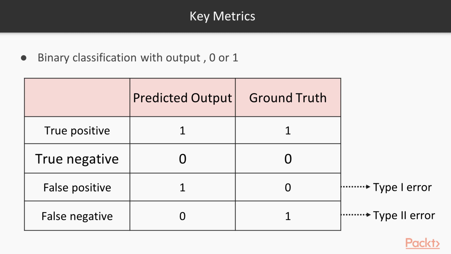0. 3. False positives. These are the samples for which we predicted 1 as the output, but the ground truth is 0. This is also known as a type 1 error. 4. False negatives. These are the samples for which we predicted 0 as the output, but the ground truth is 1. This is also known as a type 2 error.